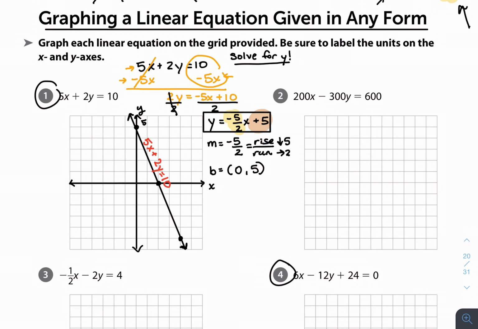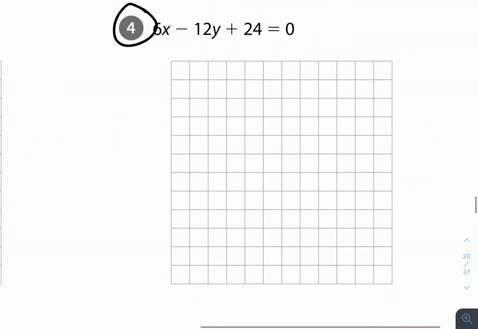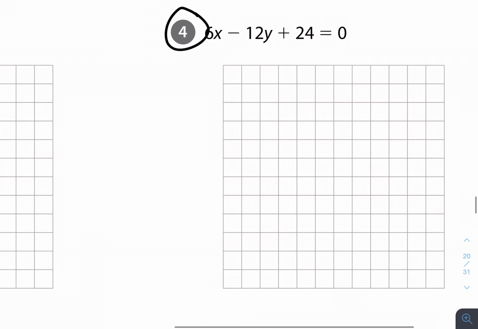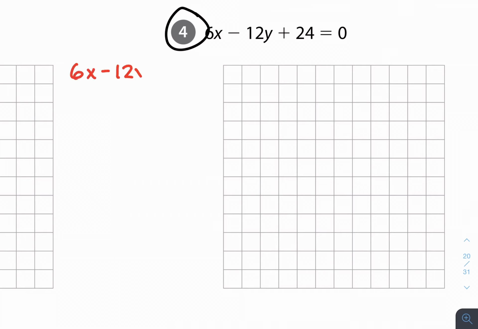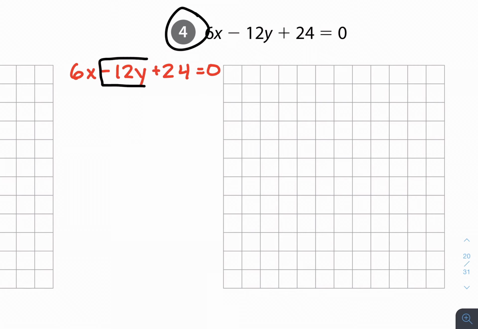Let's take a look at number 4. Remember, it's all the same thing. You really just want to get the y term by itself, so you have to move every other term away from it. I'm going to rewrite it here: 6x minus 12y plus 24 equals 0. I want to move everything away from this term, so I'm going to start by subtracting 6x from both sides.